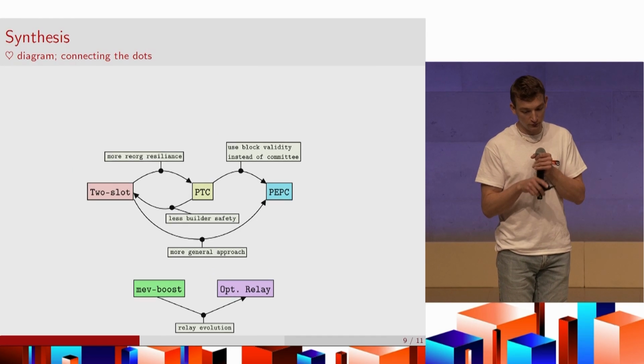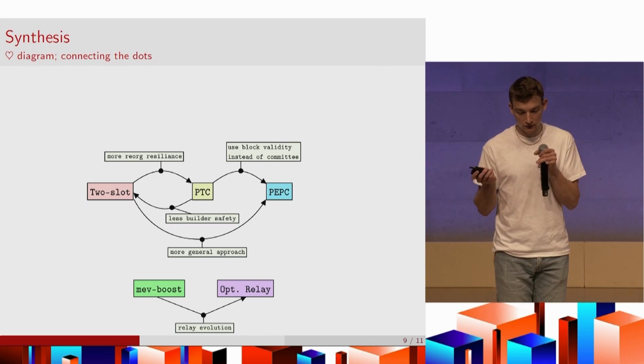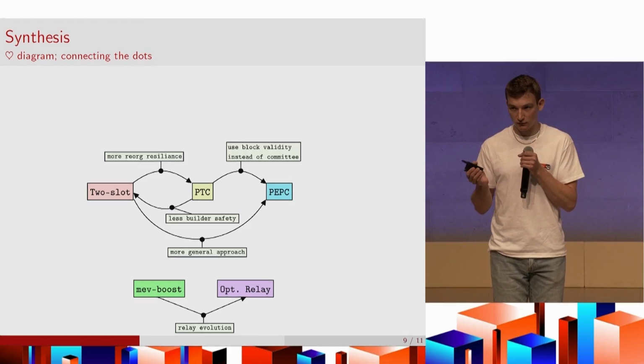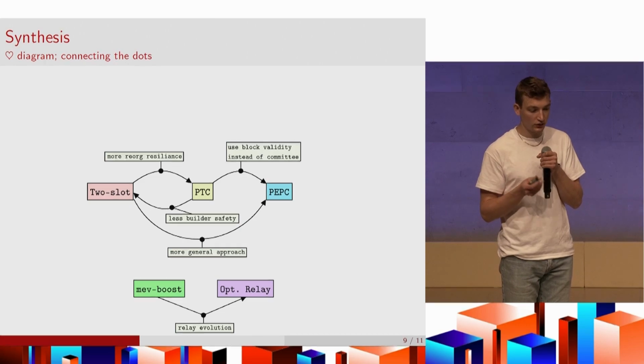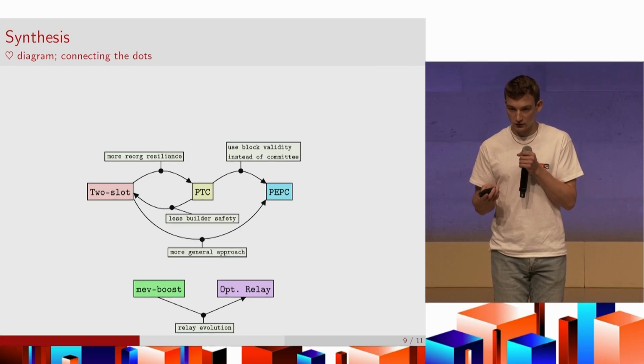And if we want to go from 2-slot to PEPC, we can view it as a more general version of doing PBS. So PEPC doesn't put any constraints on the exact mechanism you use to do the PBS. It just says have some way for the protocol to enforce commitments from the proposer.